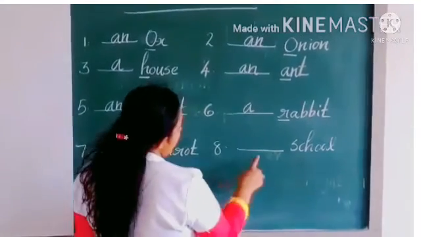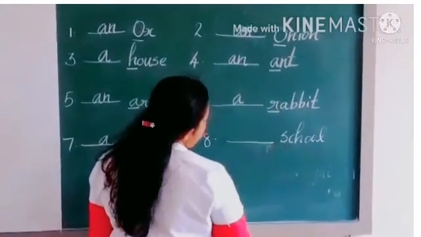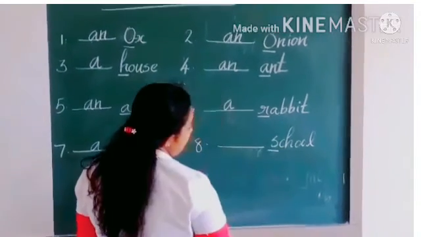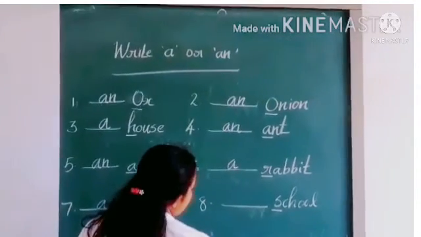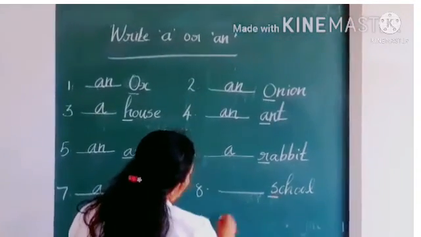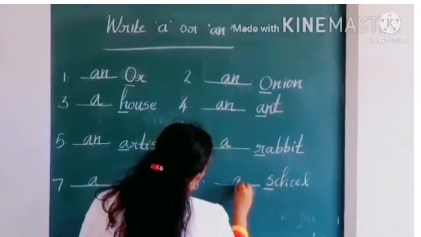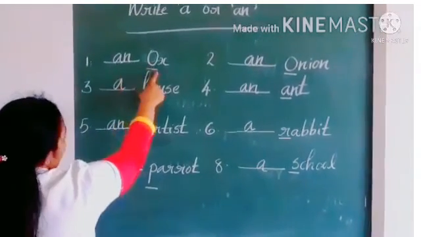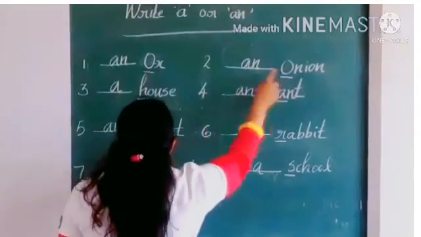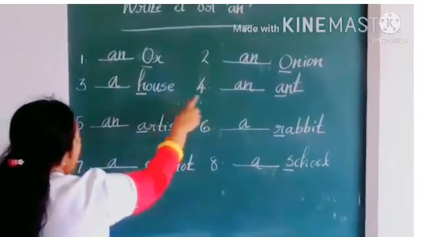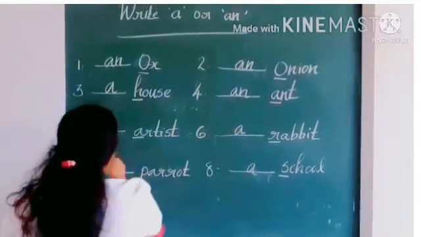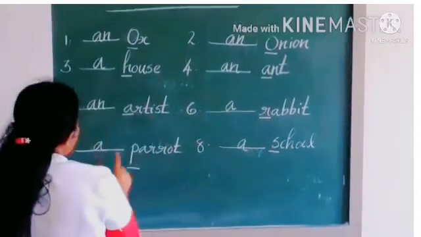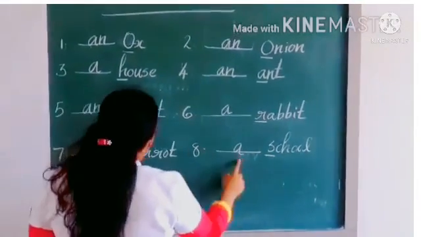And eighth one, dash school. School is the word starting with the letter S. So S is a vowel or consonant? Yes, S is a consonant. So before that we can use A. So we can read the words again. An ox, an onion, a house, an ant, an artist, a rabbit, a parrot, and a school.